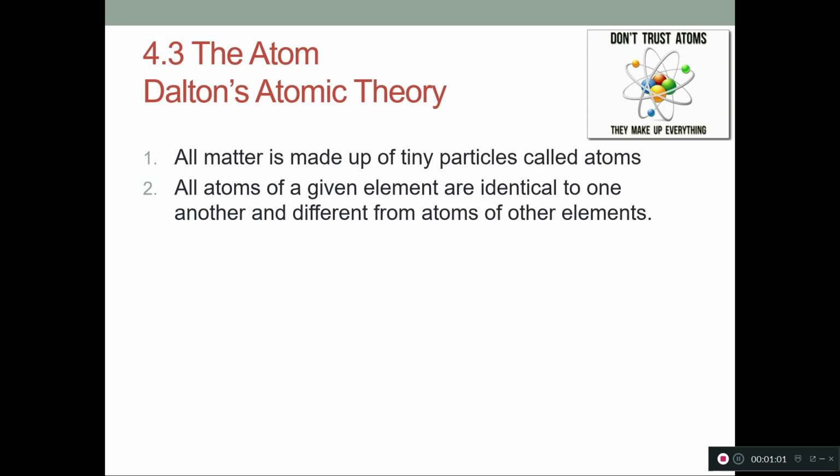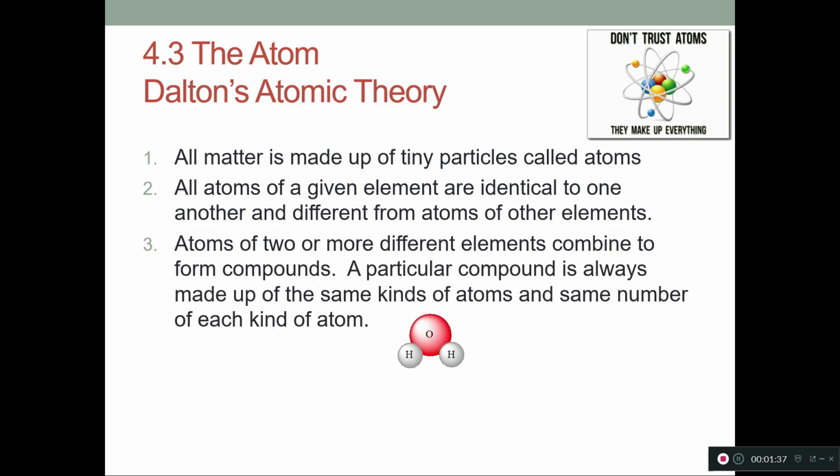So, for instance, if you have carbon atoms, two carbon atoms are identical to each other, but a carbon atom and a nitrogen atom are not identical to each other. There isn't any such thing as two different types of carbon atoms that are not identical to each other. As we'll see later on in this video, there are things called isotopes, which allow some small variation, but for the atomic theory that Dalton came up with, the second postulate was that all atoms of a given element are identical to one another and different from atoms of other elements.